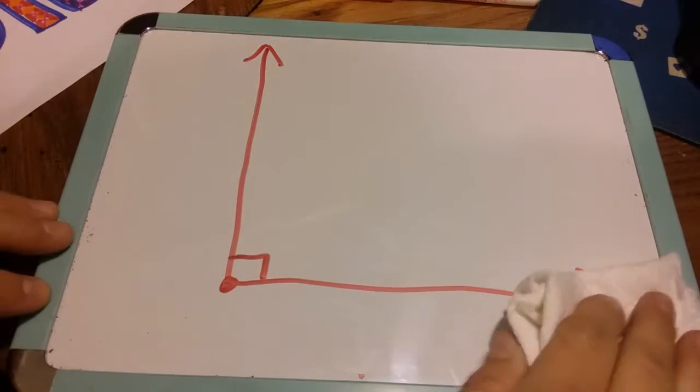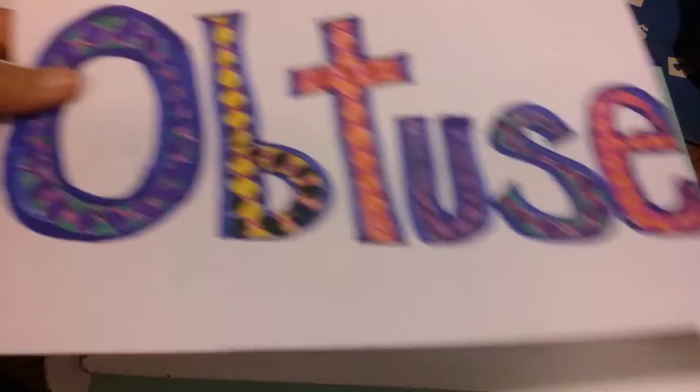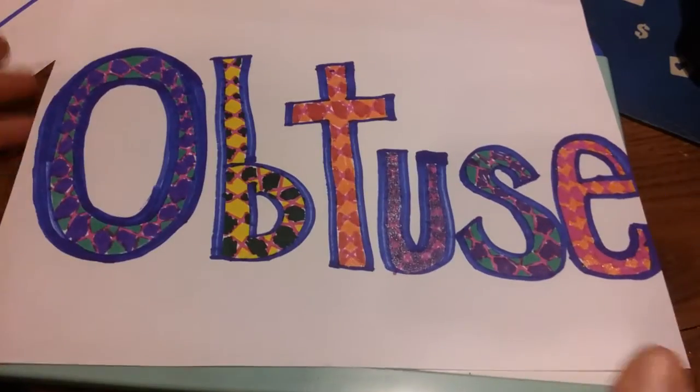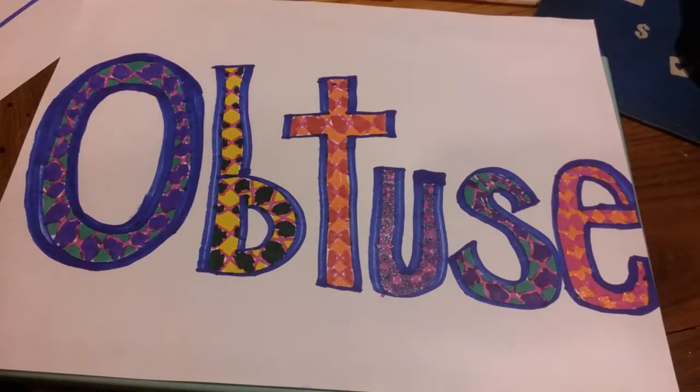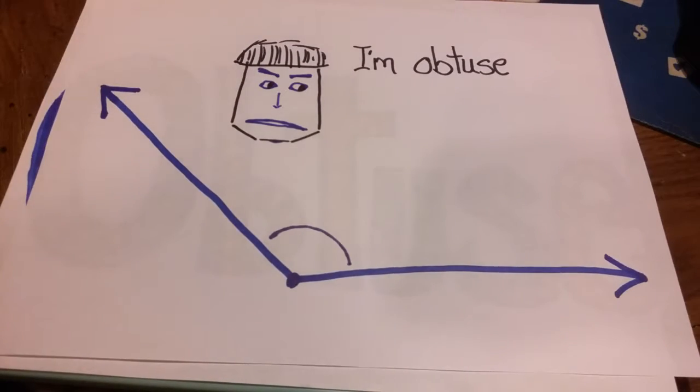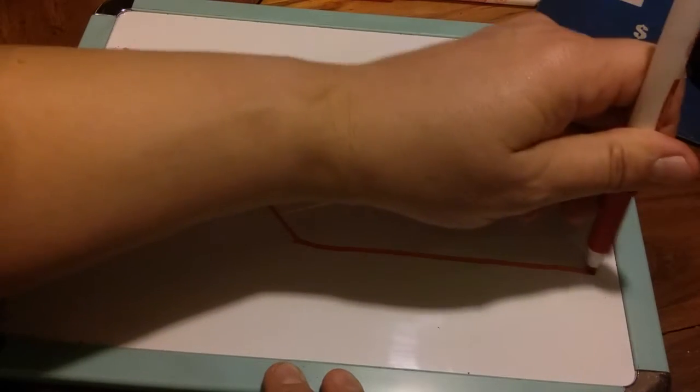Our next angle we're going to learn about, let's clean the little board off, is going to be the obtuse angle. Let me scoot that over a little. We have an obtuse angle there. And an obtuse angle is larger than 90 degrees. It is greater. This obtuse angle looks a little serious, doesn't he? All right, so now we have an angle that is greater than 90 degrees.